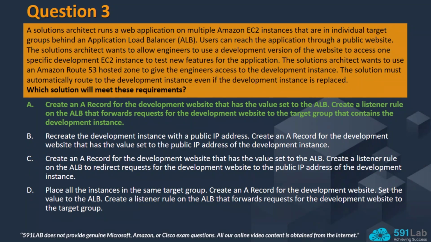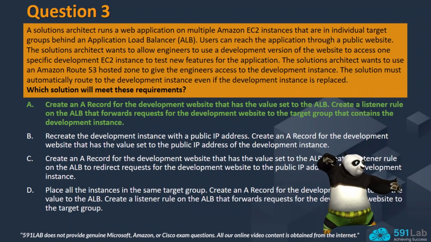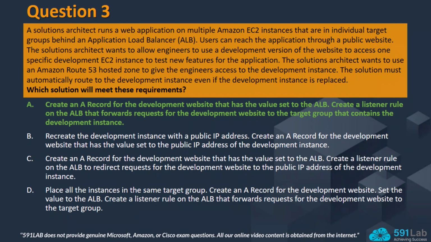Option D is place all the instances in the same target group, create an A record for the development website set to the value of the ALB, create a listener rule on the ALB that forwards requests for the development website to the target group. Placing all instances in the same target group and using a listener rule to forward requests to the target group would not allow for isolating the development instance for testing purposes. It does not meet the requirement of directing requests specifically to the development instances.